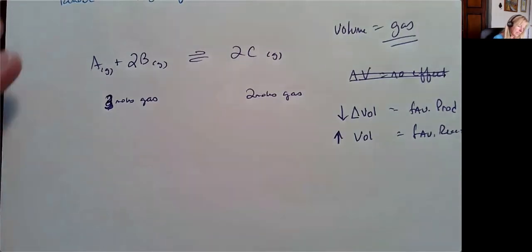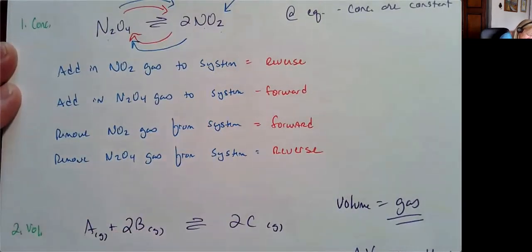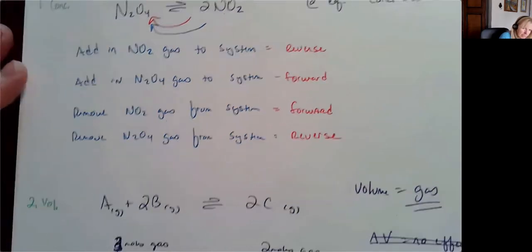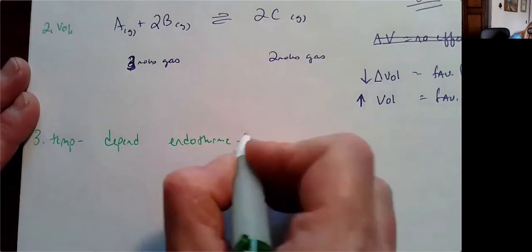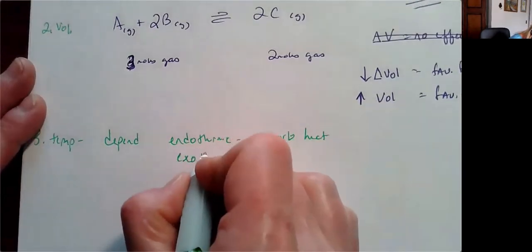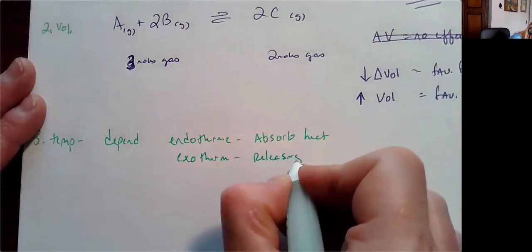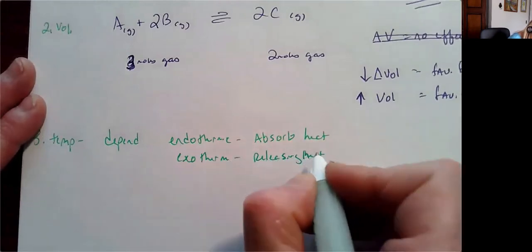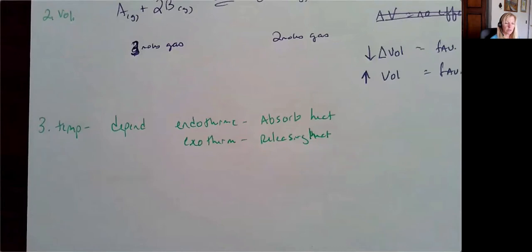Now the last thing, so this was concentration, this was volume. My last thing is temperature. And temperature is going to depend on whether you have an endothermic reaction, meaning you have to absorb heat, or you have an exothermic reaction, which means you're releasing heat. You're releasing energy in the form of heat. So if I heat an endothermic reaction and I heat an exothermic reaction, it's going to shift them differently.